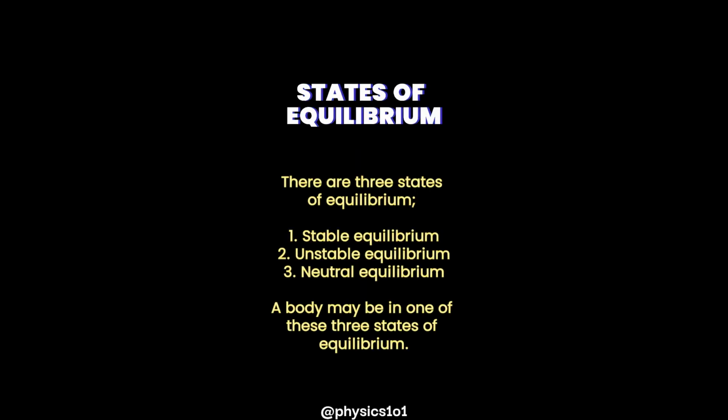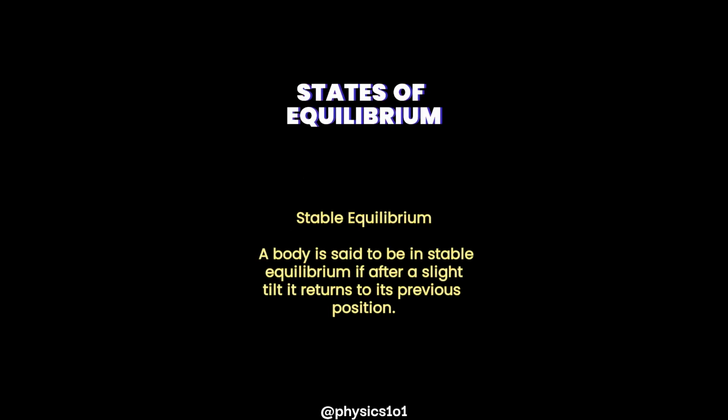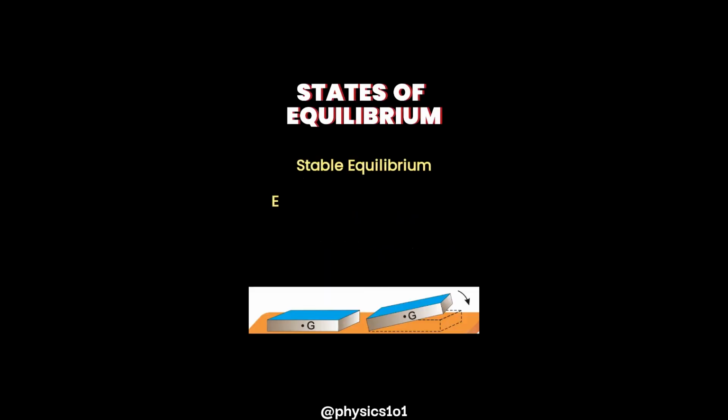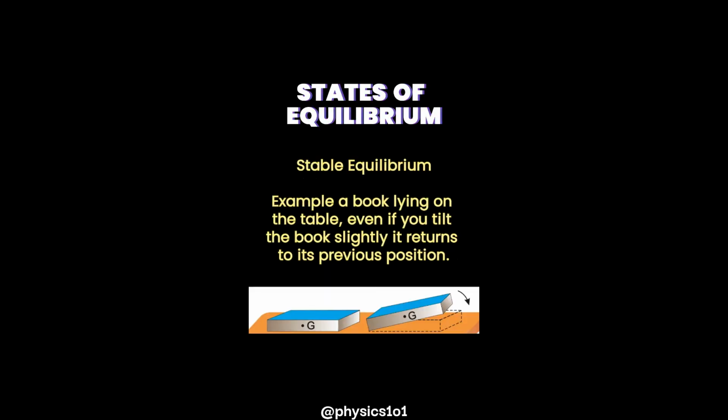States of equilibrium. There are three states of equilibrium: stable equilibrium, unstable equilibrium, and neutral equilibrium. A body may be in one of these three states of equilibrium. A body is said to be in stable equilibrium if after a slight tilt it returns to its previous position. Example: a book lying on the table. Even if you tilt the book slightly, it returns to its previous position.